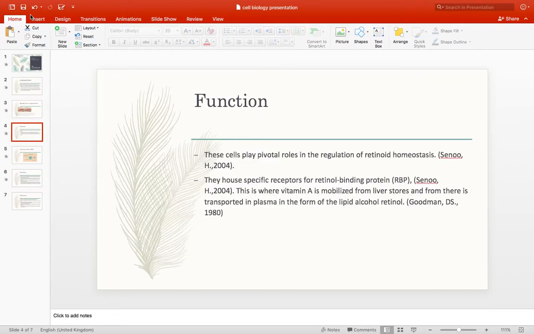Endothelial transport is a complex process in which substances are transported according to size, charge, and chemistry. The function of these cells plays pivotal roles in the regulation of retinoid homeostasis. They house specific receptors of a retinoid binding protein. This is where vitamin A is mobilized from liver stores, and from there is transported in plasma in the form of a lipid alcohol, retinol.